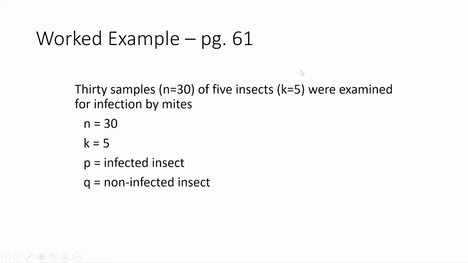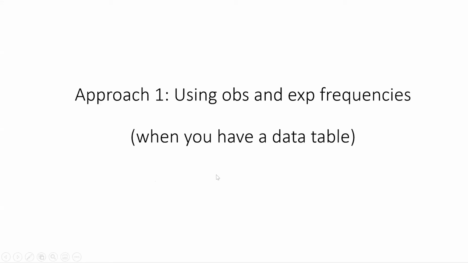And for each of those insects, you either have a success or a failure. In this case, we're calling a success an infected insect, and we're calling a failure a non-infected insect. So for each of those 5 bugs, we're saying, is it infected or not? If it's infected, that's a success. If it's not infected, it's a failure. So this is the information that we're given.